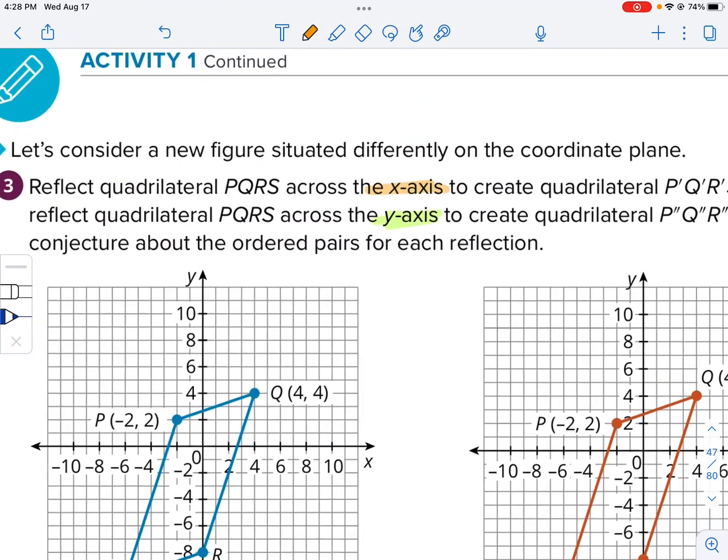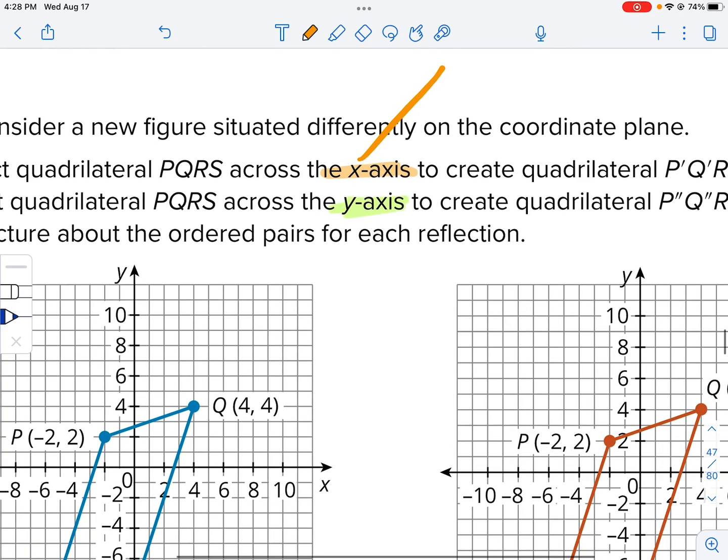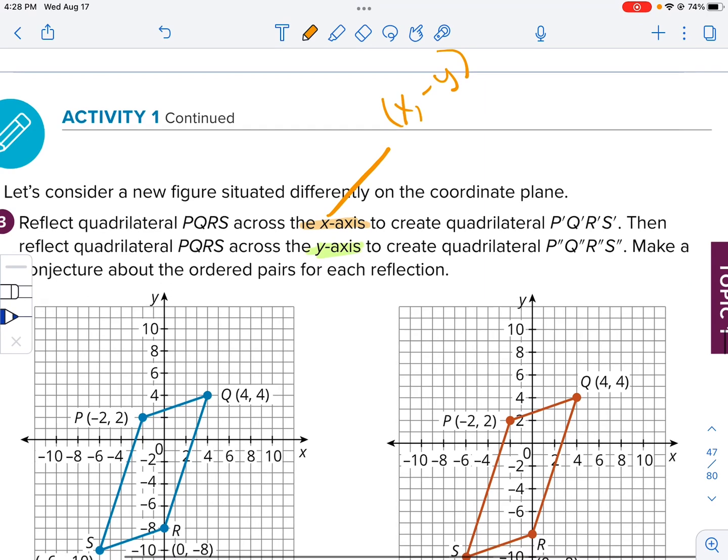So, when we went over the x-axis, the x is the same, but the y is the opposite. Okay, so when I do that, I'm going to start at P. P has -2, 2. So the x is going to stay the same, but the y is going to be opposite. So that would get P is -2, -2. So this is P prime.